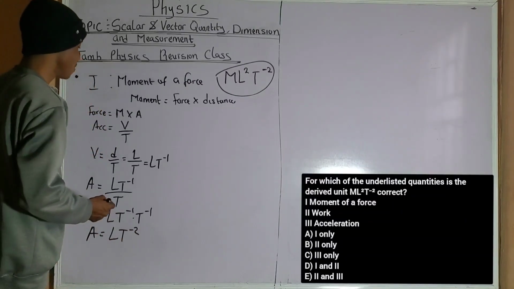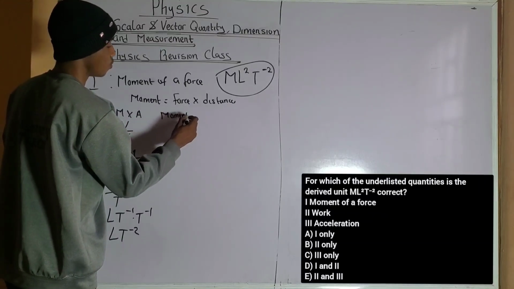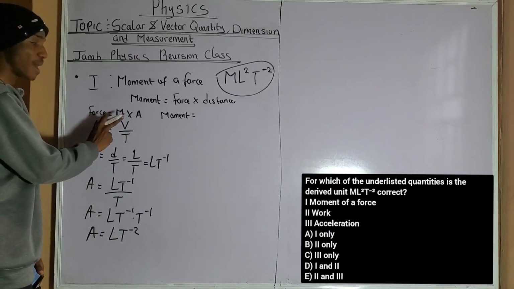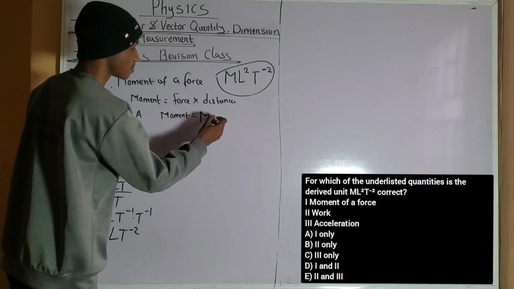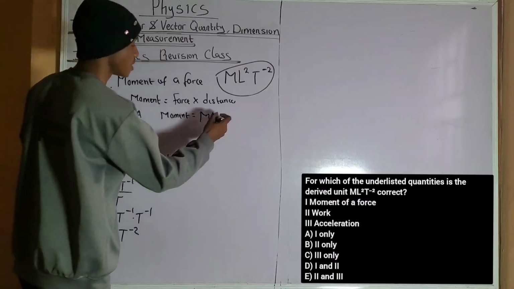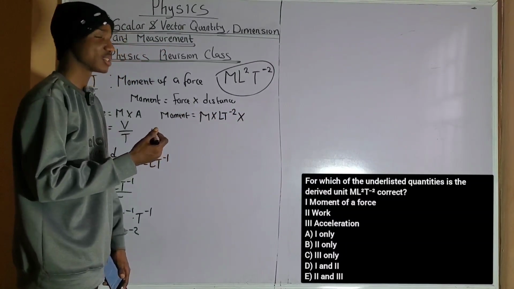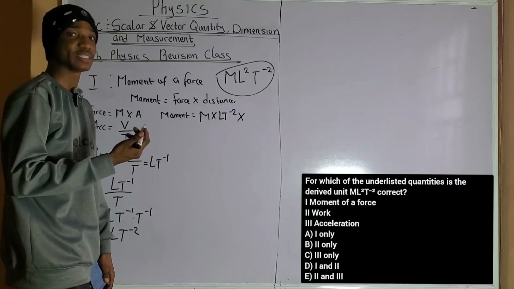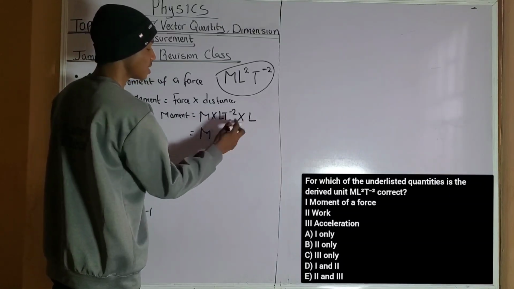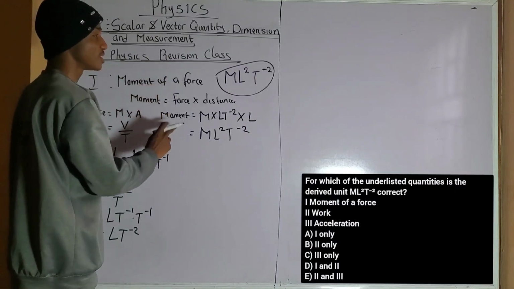Do you understand? Okay. Now, moment of a force. Moment will be equals to force. Please pay attention. Don't forget that force is what? Mass times acceleration. I'm going to have mass multiplied by acceleration. The dimension of acceleration is LT raised to power negative 2. So I'm going to have LT raised to power negative 2 multiplied by the distance. Distance is also measured in what? In length. It's measured in meter, and meter is a length. You understand? I'm going to have L. So I'm going to have M times L, that is what? ML squared T raised to power negative 2. So that means that the dimension of the moment of a force is equals to this.